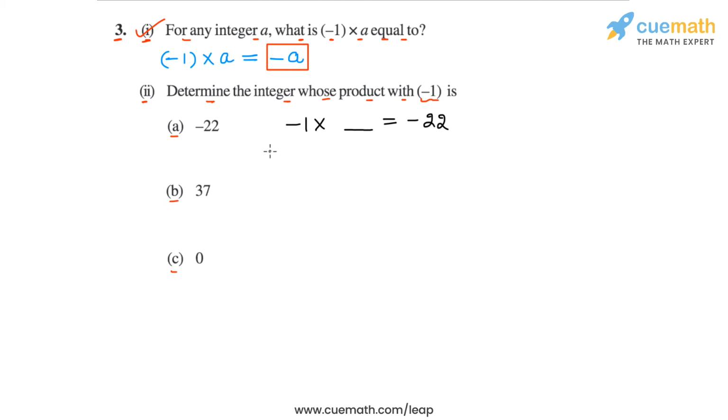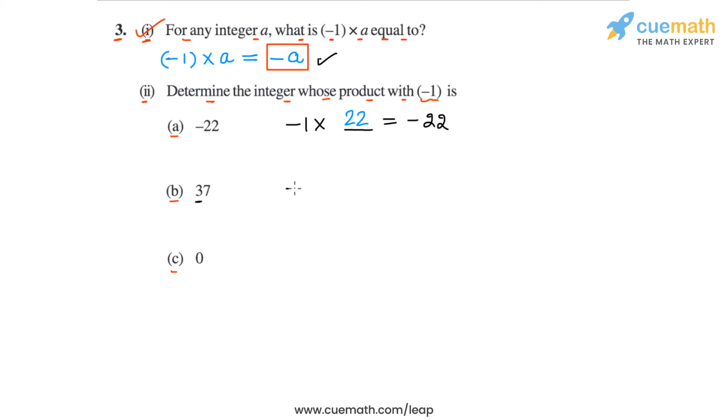Well, like we saw in part 1, minus 1 times a is equal to minus a. Therefore, if we put 22 here, this statement will become correct because minus 1 into 22 will be equal to minus 22. Similarly, in part B, we have 37.